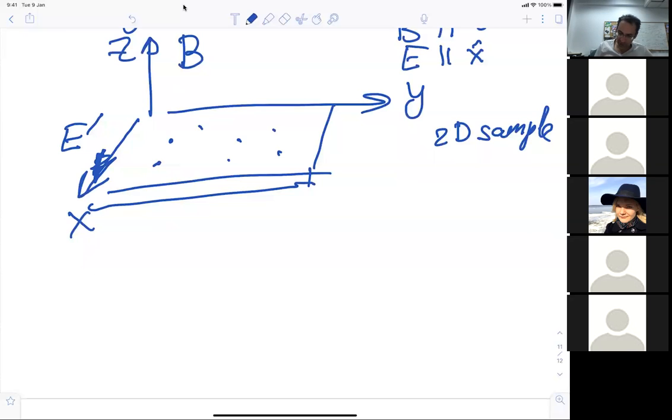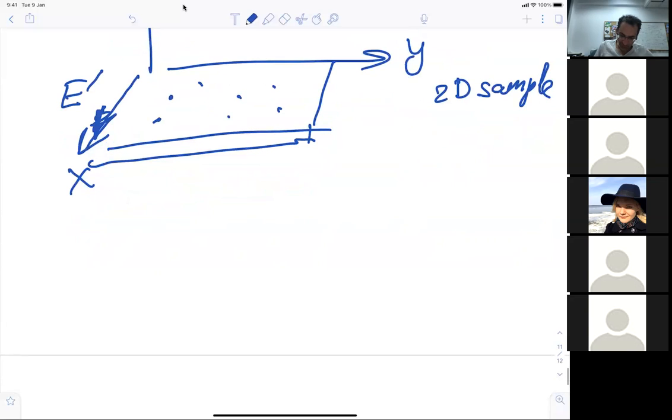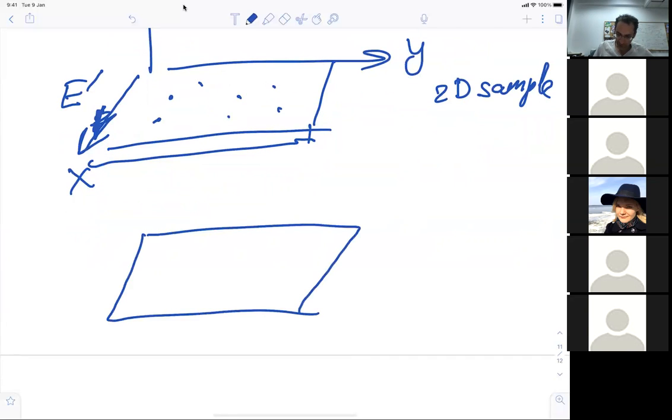So let's consider the case where there are no impurities whatsoever. So there is a two-dimensional sample, and there is a magnetic field perpendicular to it. And then there is an electron with the momentum p that in the absence of magnetic field will just go in space along a straight line. What will it do in the presence of magnetic field? What will happen to its motion?